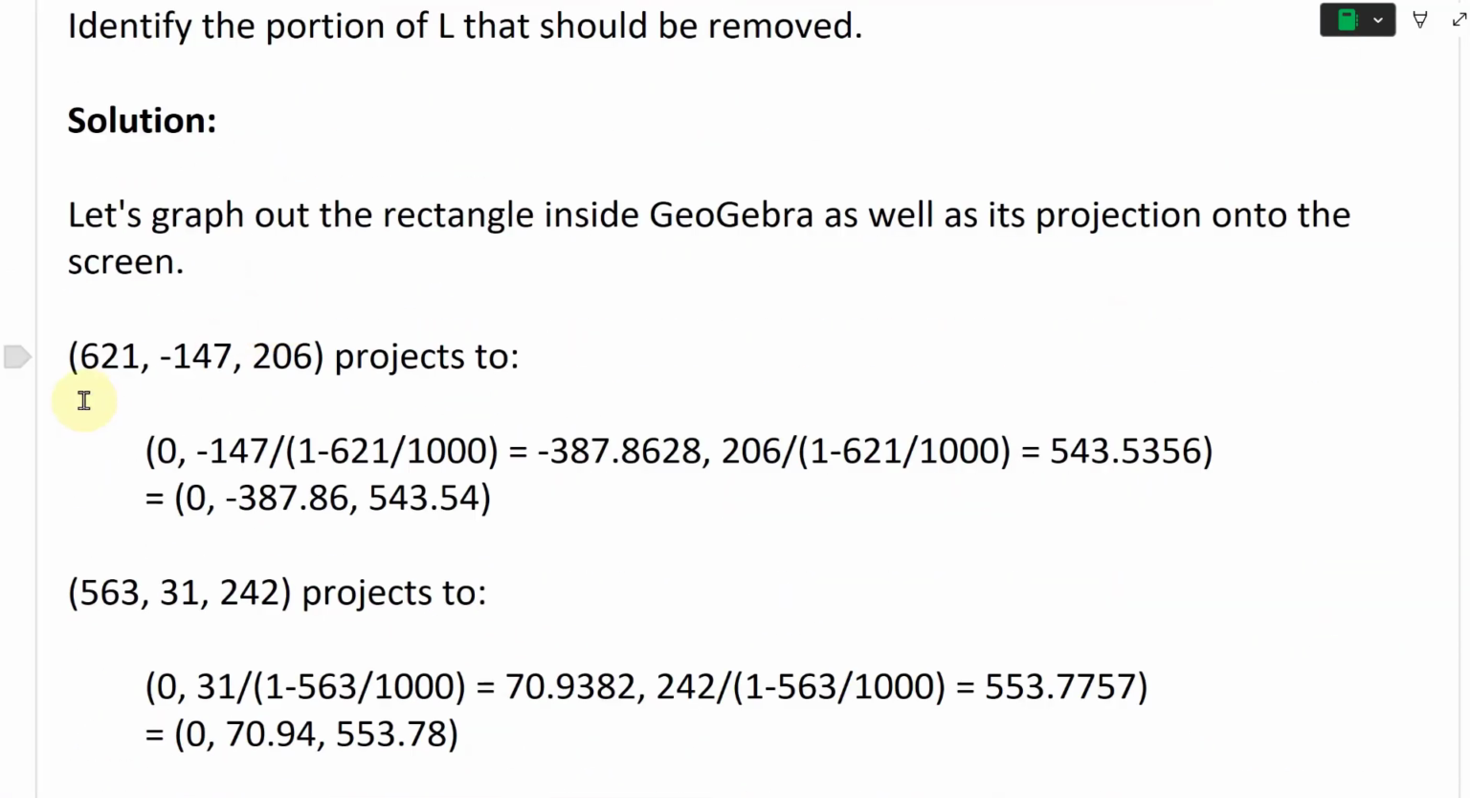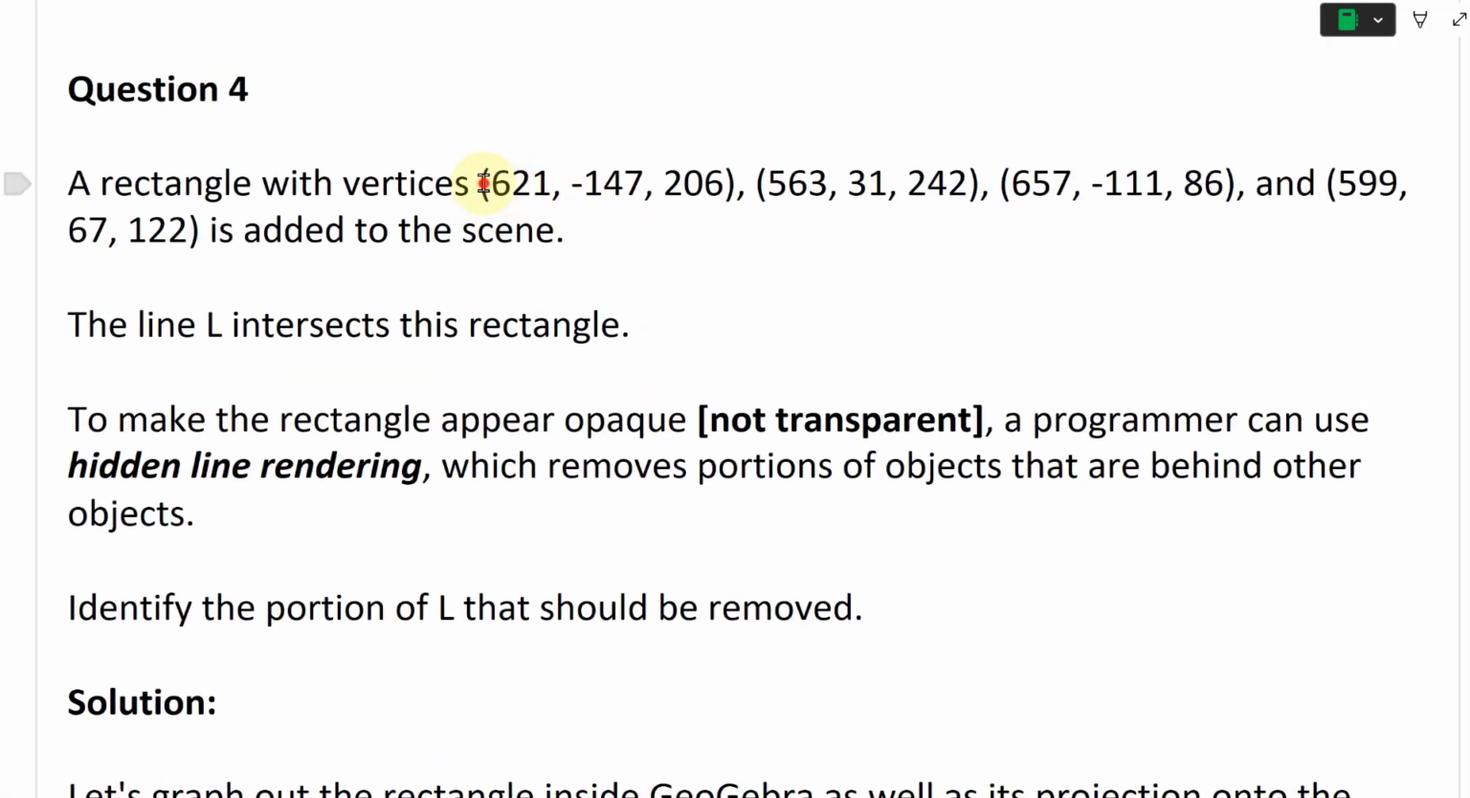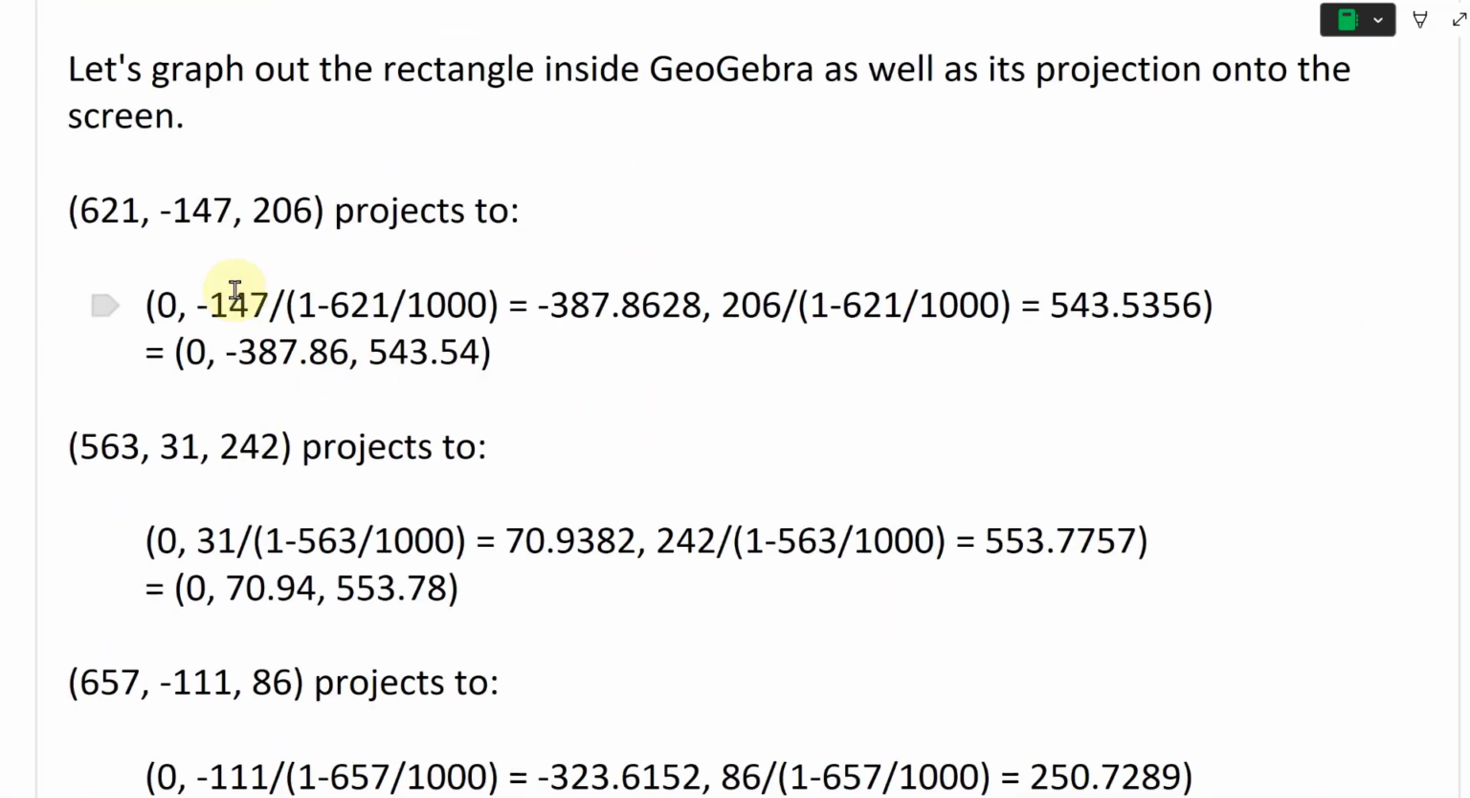So here are the calculations. For the first point, (621, -147, 206), we project that. This is the rectangle, and this is the projection. The x, 621, becomes 0. Then we have negative 147 divided by 1 minus 621 divided by 1,000, and we plug this into the built-in calculator. This equals negative 387.86, and that's this number right here.